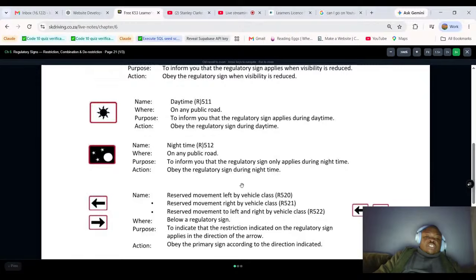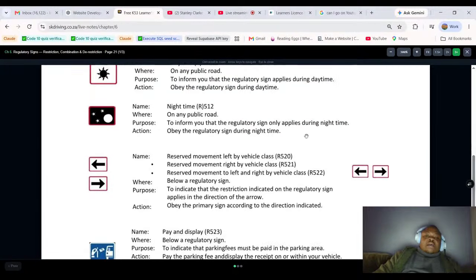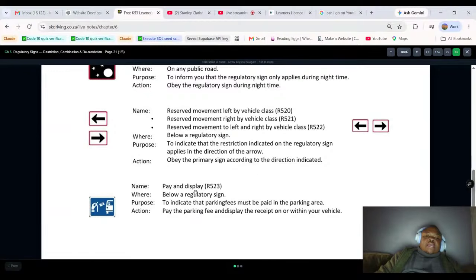the nighttime restriction. And then these are reserved movement by left, reserved movement by right, and reserved movement by left and right. The purpose is to indicate that the restriction on the regulatory sign applies in the direction of the arrow, and you should obviously obey the sign. And this is a pay and display sign. Pay and display indicates that parking must be paid for in the parking area.